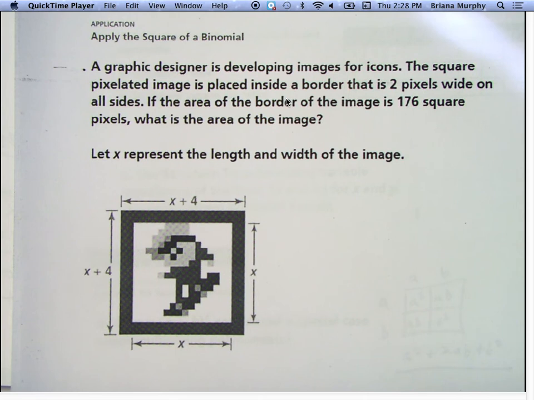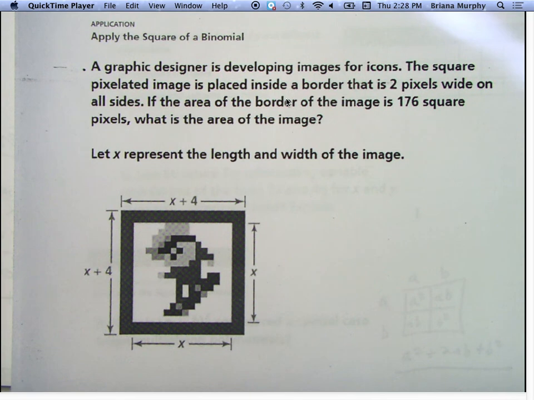A graphic designer is developing images for icons. The square pixelated image is placed inside a border that is 2 pixels wide on all sides. If the area of the border of the image is 176 square pixels, what is the area of the image? Let x represent the length and width of the image.